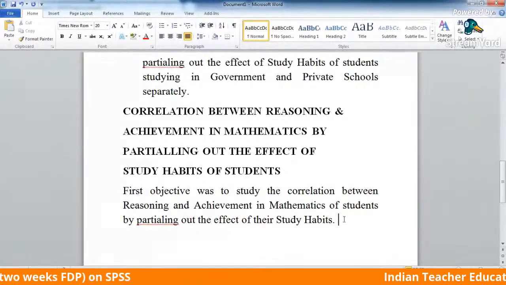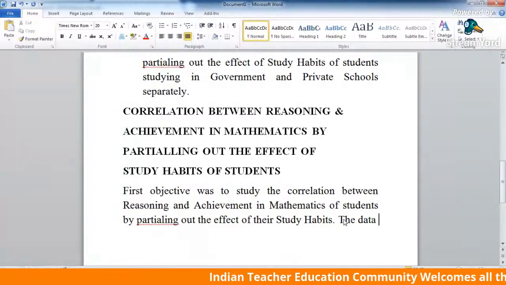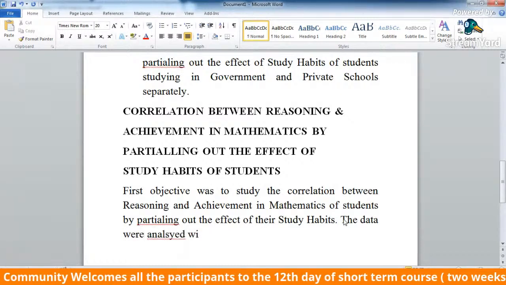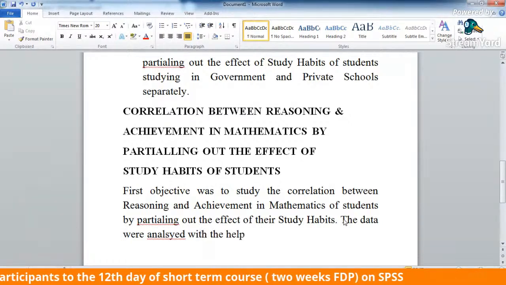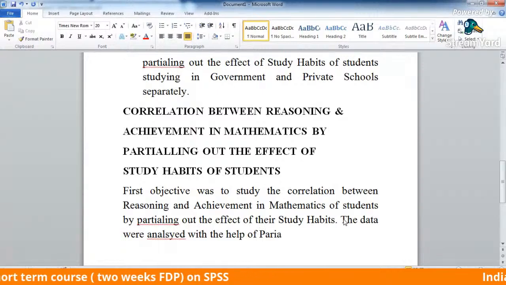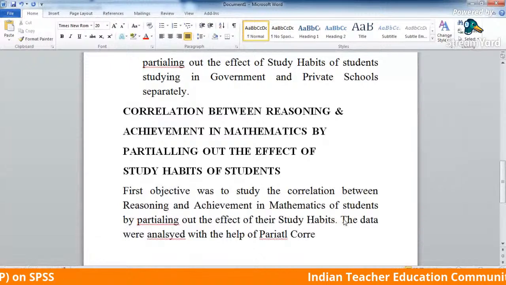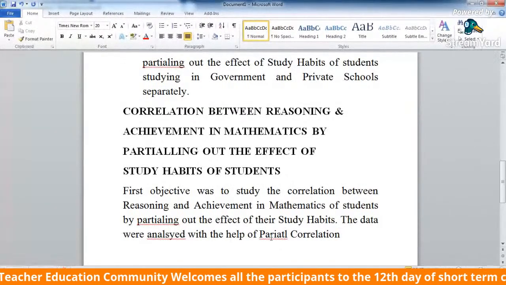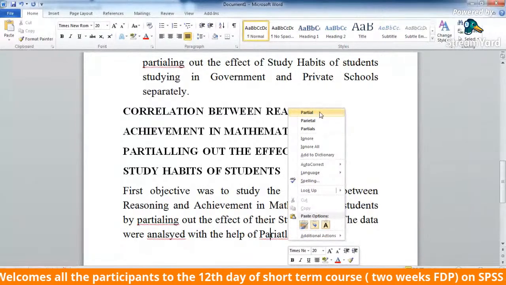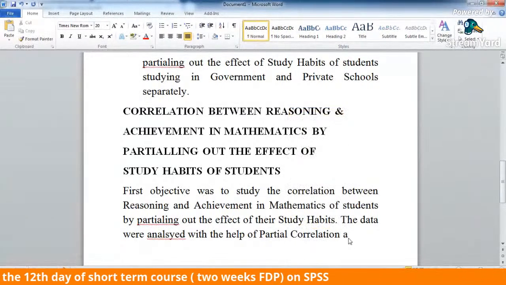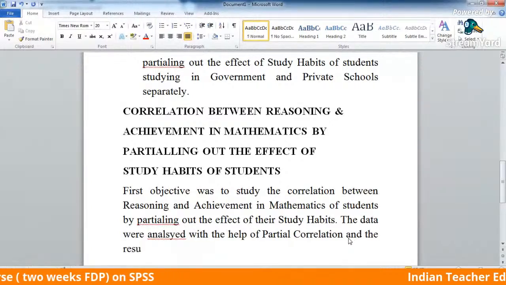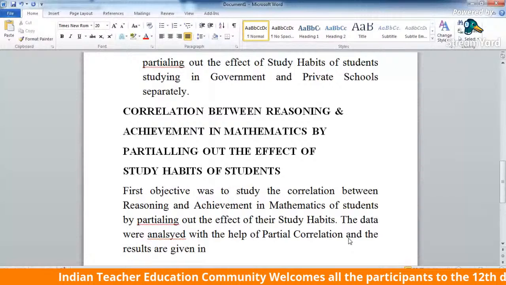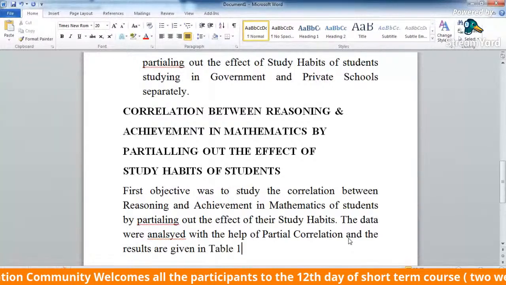This is as it is, I have written. The data were analyzed with the help of partial correlation, and the results are given in table 1.